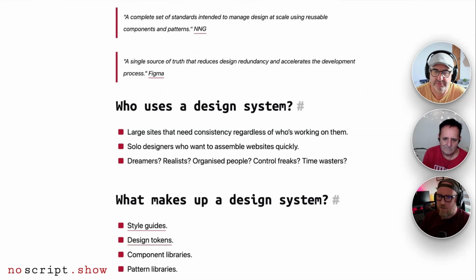So there was a lot of separation in these things. There were a lot of rules, and you couldn't break the rules, because if you did, someone would hold you to account. And it's interesting because you've got those two first ones: large sites that need consistency, so we could say large companies or brands, and then solo designers who want to assemble websites quickly.